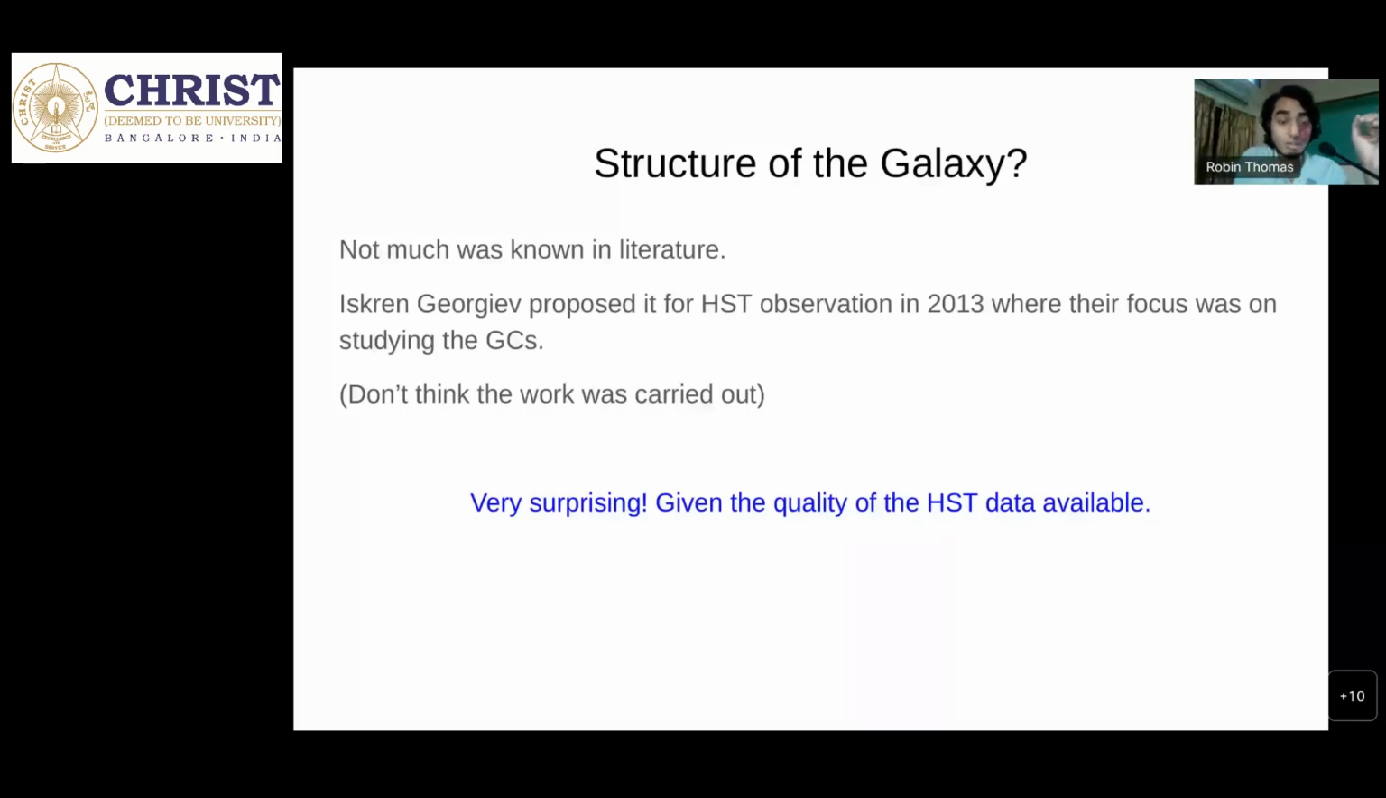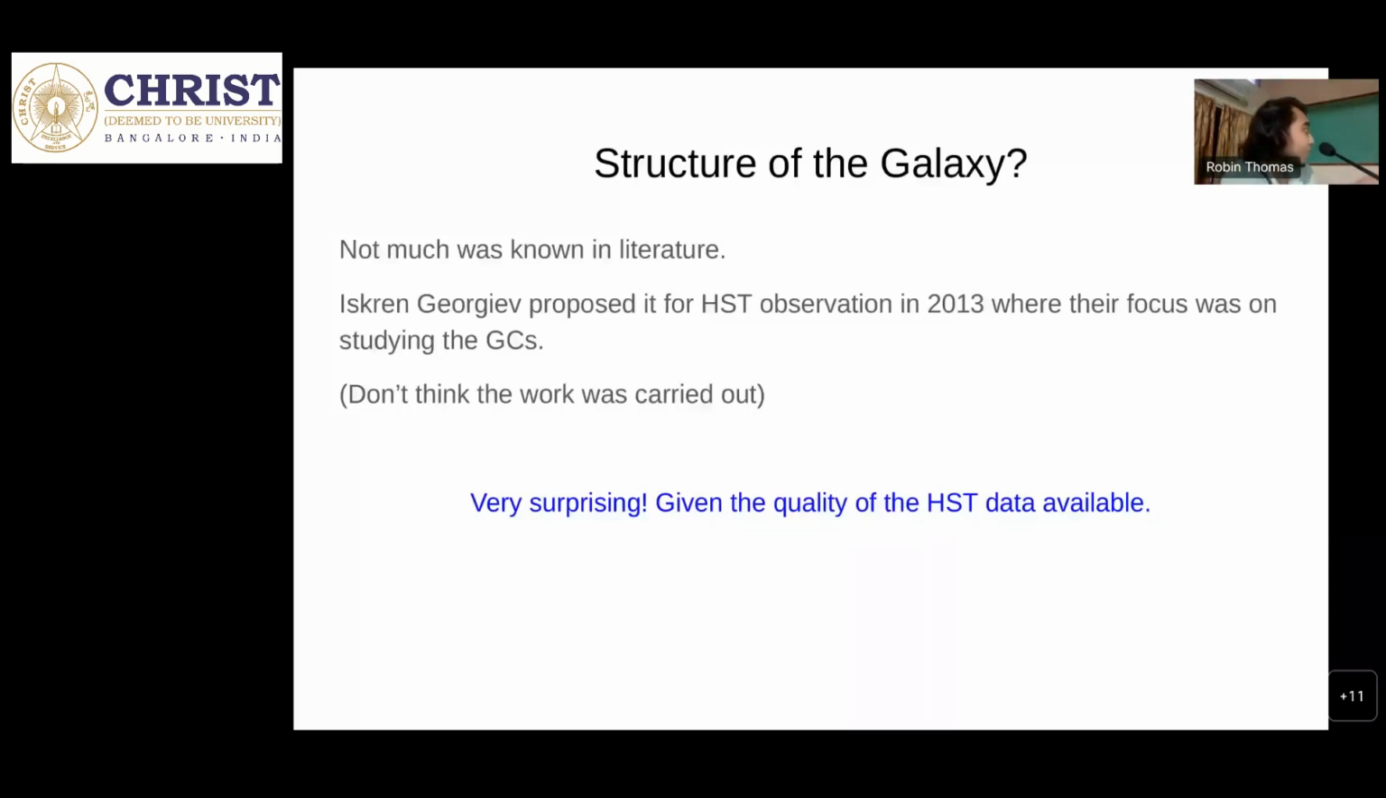I don't know why it was not done, because Georgiev, the person who proposed the HST proposal in 2013, focused on studying the globular clusters and their metallicity, and probably the early history of the universe through those globular clusters. But his goal was not to know the structure of the galaxy, so we took it on. It's very surprising, given that HST data of such quality was available in the public domain. It's a very deep view, so we wanted to know the structure of the galaxy.